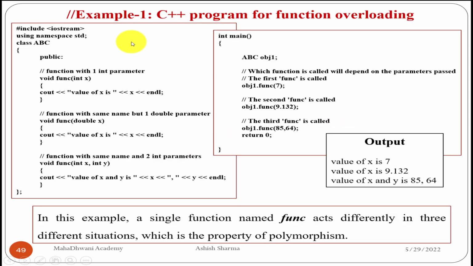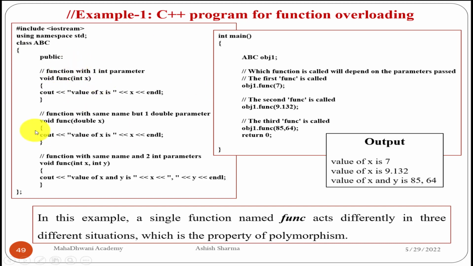Now this is an example of function overloading. Here we have a class ABC. In this class we have a public section. Inside the public section we have one function. The name of the function is func. The return type of the function is void, and the argument we passed here is integer type x. So here is the func function with one argument, int x.